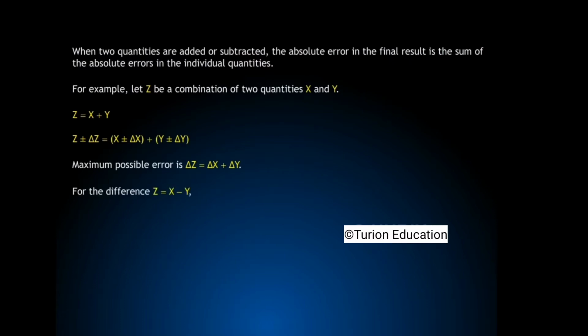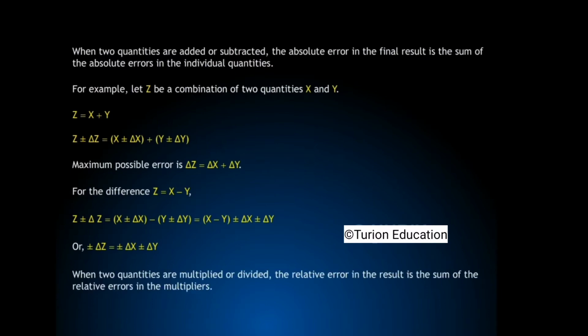For the difference Z equals x minus y, Z plus or minus delta Z equals x plus or minus delta x minus y plus or minus delta y, which equals x minus y plus or minus delta x plus or minus delta y, or plus or minus delta Z equals plus or minus delta x plus or minus delta y.